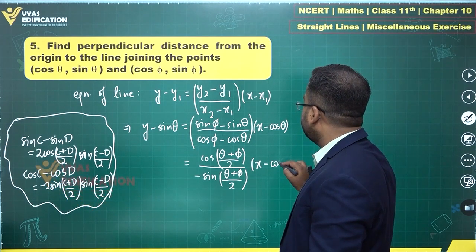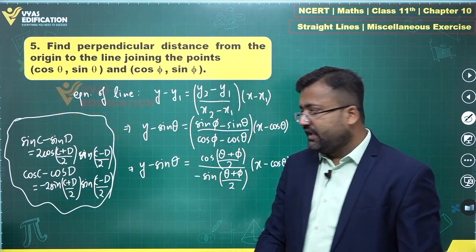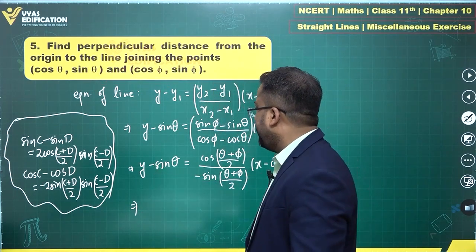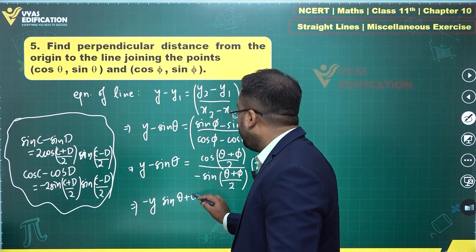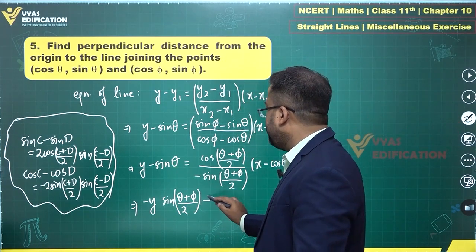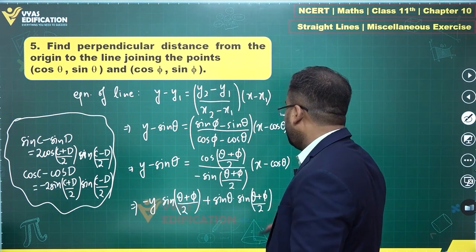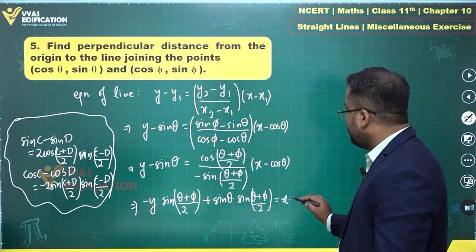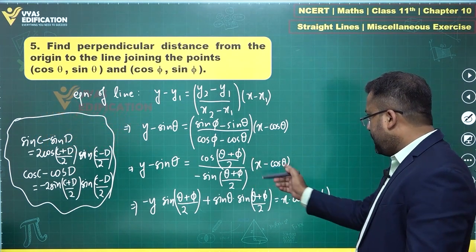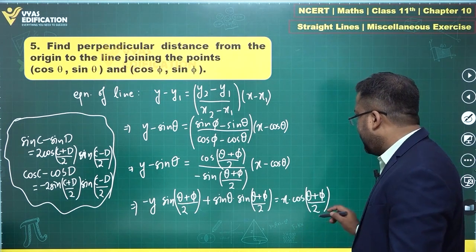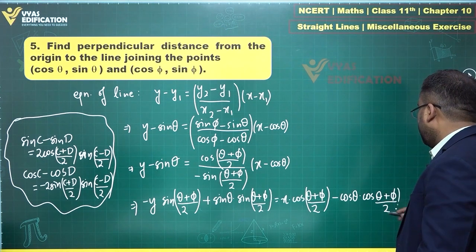And with this you get x minus cos theta, and this here is y minus sine theta. Let's simplify a bit further and bring this expression over here. So what do you get? y times minus sine of (theta plus phi) by 2, and this becomes plus sine theta times sine of (theta plus phi) by 2. On the right hand side you get x times cos of (theta plus phi) by 2, and you can multiply this and get another term, which is minus cos theta times cos of (theta plus phi) by 2. Do you observe this?